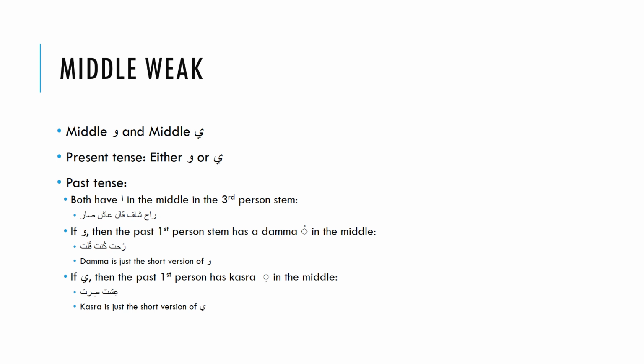Ruht, kunt, ult. But think about it, that makes sense because dhamma is just the short version of a wow. If we squish a wow to make it shorter, it turns into a dhamma. It even looks like a dhamma when you write it. If it's a yeah in the present tense, then the past first person has a kasra in the middle. Esht, sirt, fit. Kasra, of course, is just a short version of yeah, right? Same deal. It's a pretty easy pattern to remember. In the middle weaks, we've done so many with them, this shouldn't be too difficult for us at this point.